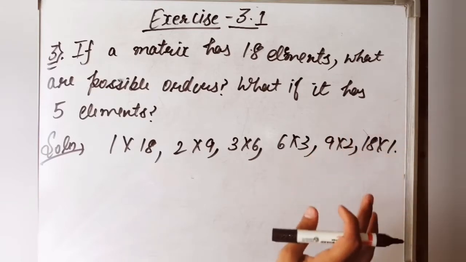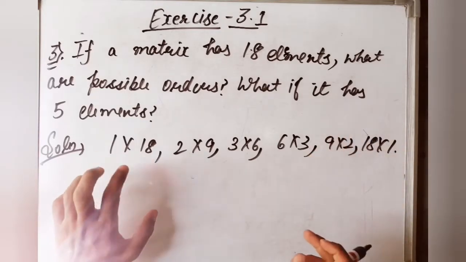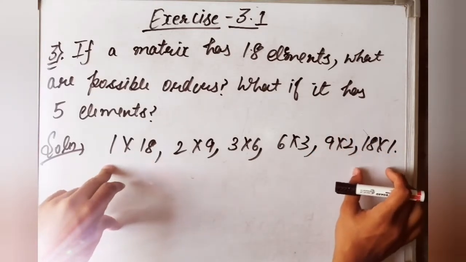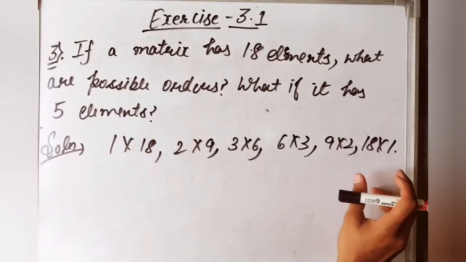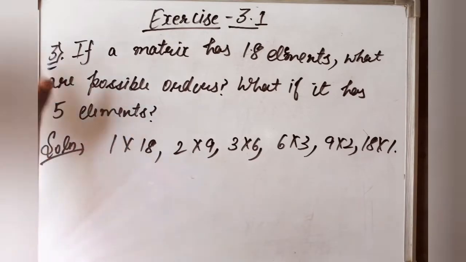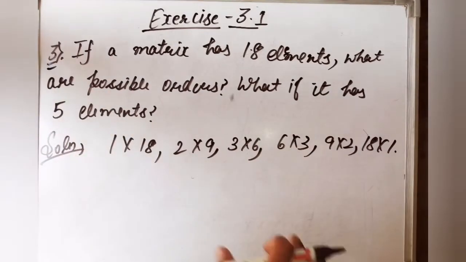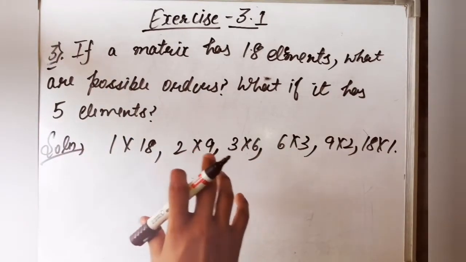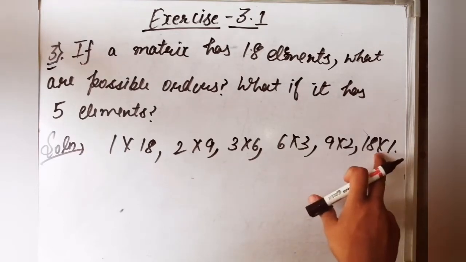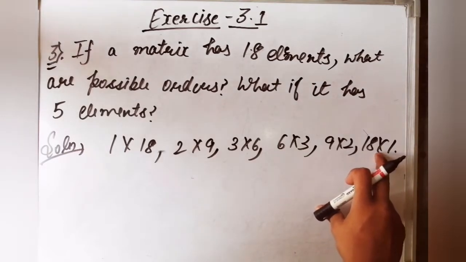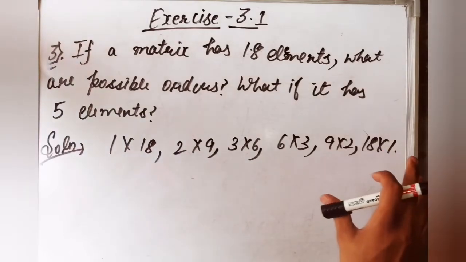Some of you may be thinking, 1 cross 18 and 18 cross 1, what is the difference between these two? There is a difference. 1 cross 18 means that the number of rows present in this matrix is only 1, and the number of columns present in this matrix is 18. This is the difference between these.